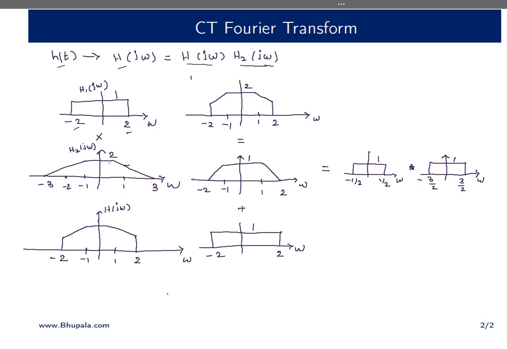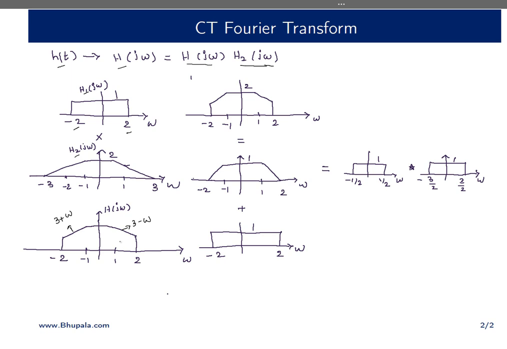Okay, and h2 of j omega, we have already seen that it is a trapezoid from minus 3 to plus 3. So if you multiply these two functions, h1 of j omega and h2 of j omega, the final result would be from minus 2 to plus 2 with this shape. Clearly, because it is just multiplication, the equations of the straight lines are not going to change, and hence the equations of these two straight lines would be 3 plus omega and 3 minus omega respectively.